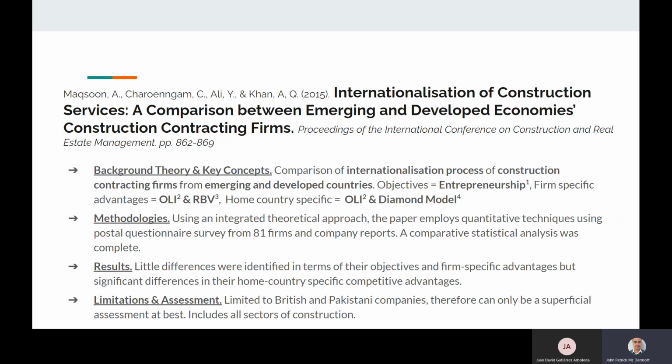Now, this is a good study and very useful for my particular topic, but it was limited to just British and Pakistani companies, and therefore can only be a superficial assessment at best. It includes all sectors of the construction industry, which comes with advantages and disadvantages, which I will talk about in a second.